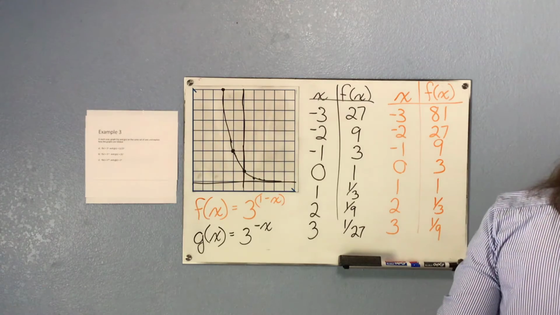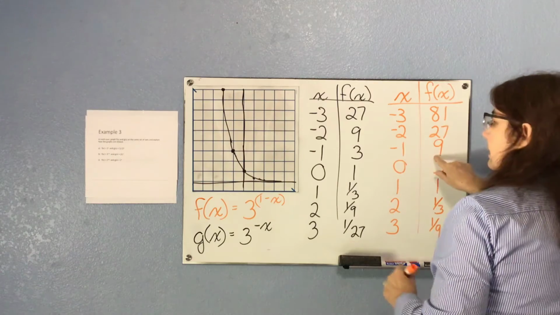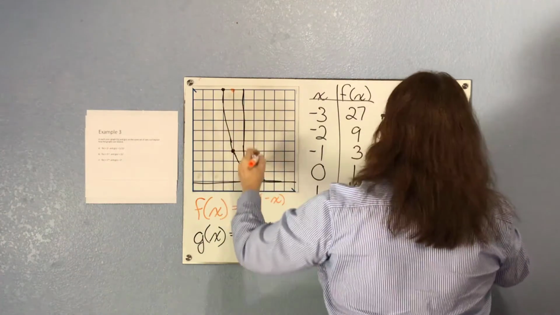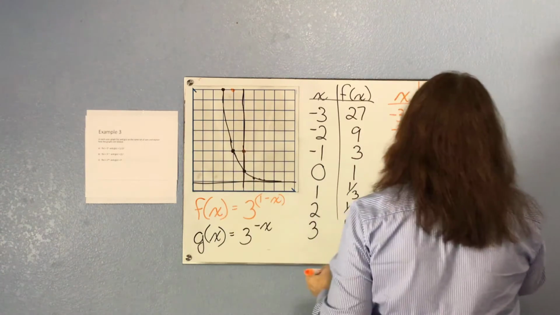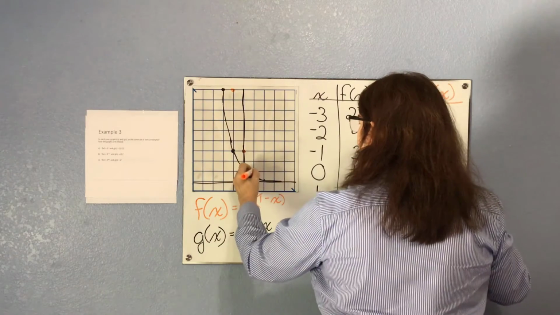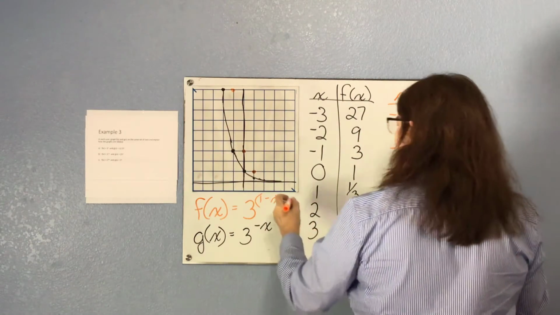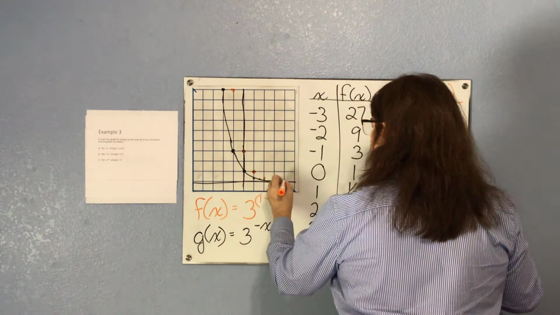So graphing the things that we're able to graph, we'd have to start at -1 and 9, 0 and 3, 1 and 1, 2 and 1/3, and then 1/9 and 1/27.